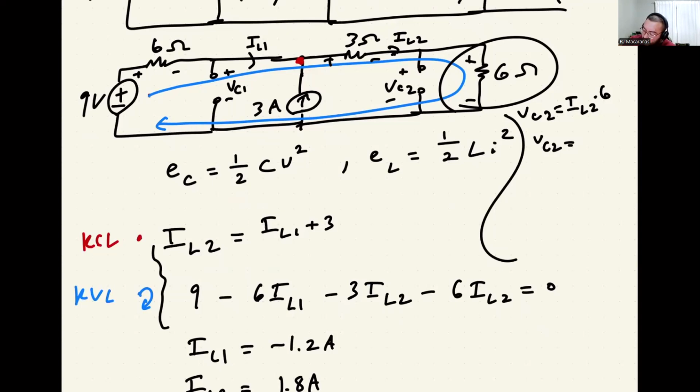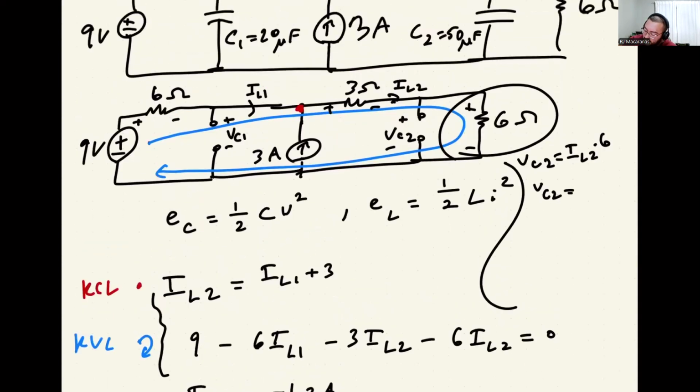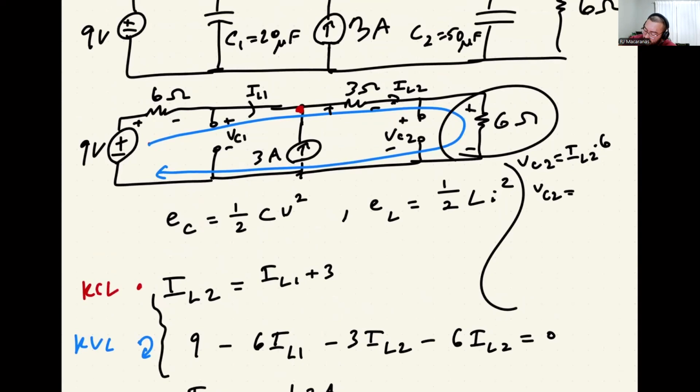Well, they've got 10.8. Maybe that's not right. What did I do here? 6 times 1.8 is 10.8. That didn't make sense in my head. All right, so VC2 is 10.8 volts. And then if we look at VC1, which is right there, that's going to be 9 minus 6 I1.